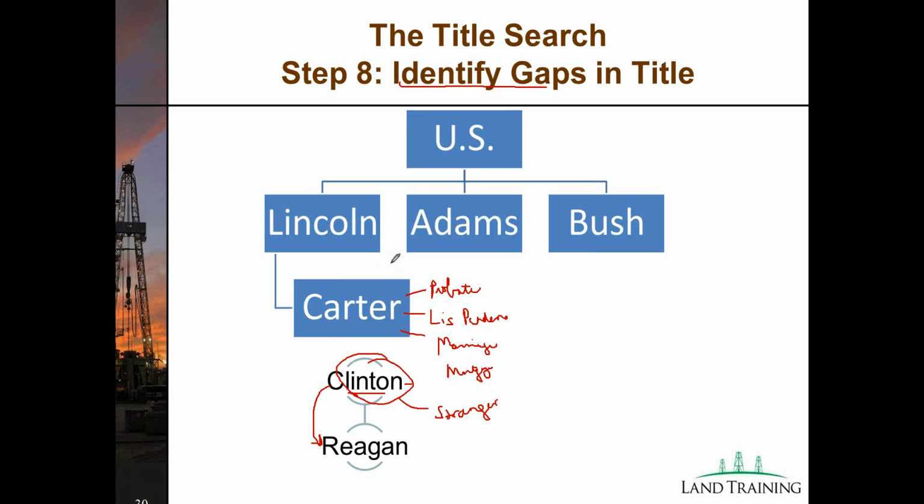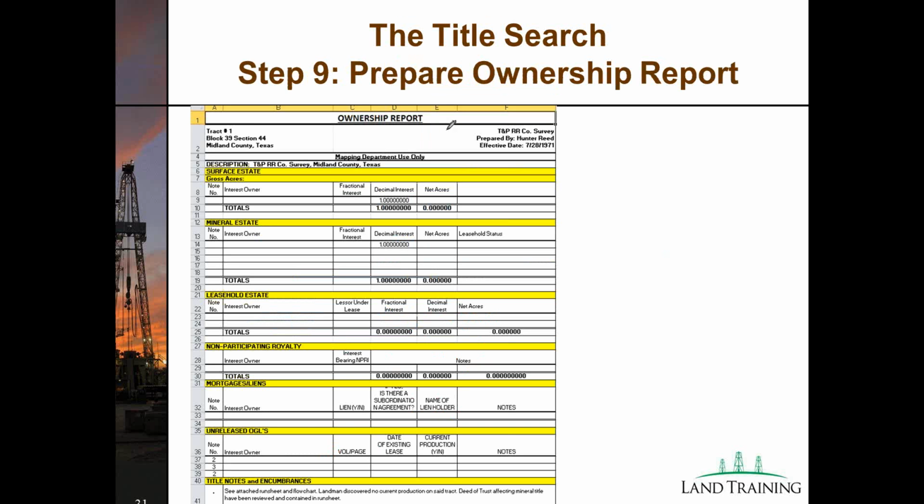Now, step 9 is we prepare our ownership report. Now, this is very simple. All you're trying to convey to the person that hired you is who the surface estate owner is. You want to give what the gross acreage amount is. Then you're going to list that surface estate owner. Then you're going to say who the mineral owner is. And it could be more than one. You're going to list each interest owner and what their fractional interest is in the property, and then what their decimal interest is, and what their net acres are.